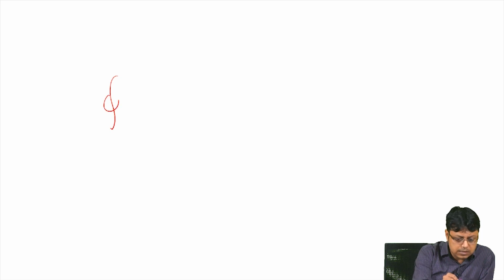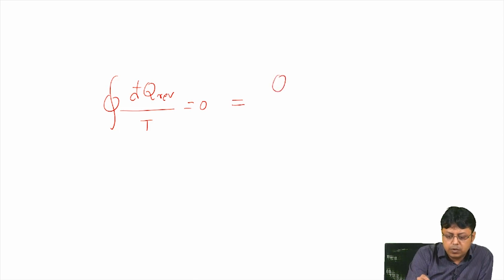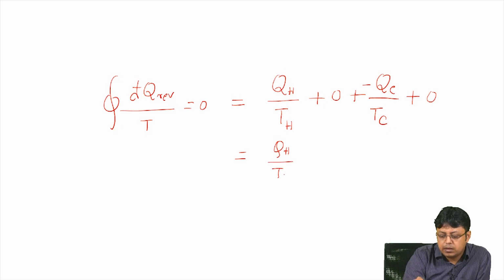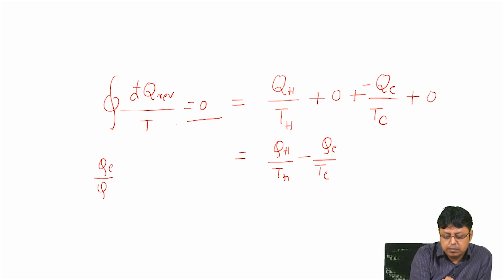We had already discussed that the cyclic integral of đQ reversible by T is 0. Now, from the Carnot cycle, for the first step, it is QH drawn at a temperature TH. In the second step, it was an adiabat, no heat was withdrawn, and then in the third step again it was minus QC because the heat was released at a temperature TC, and in the fourth step it was again 0. So, overall what we are getting is QH by TH minus QC by TC, and since the entire thing is equal to 0, we can write QC by QH is nothing but TC by TH.